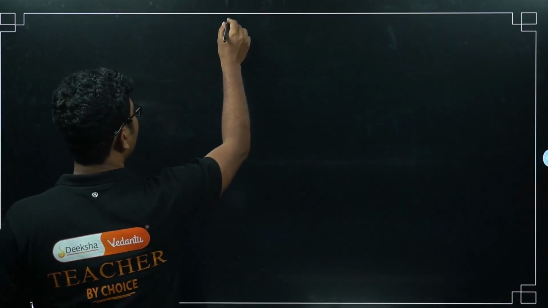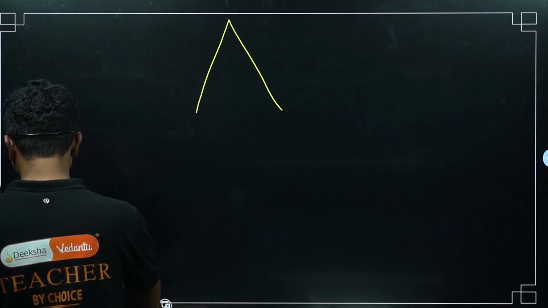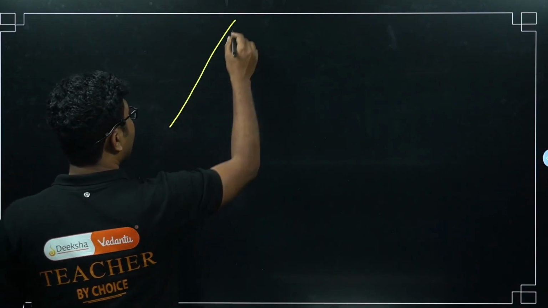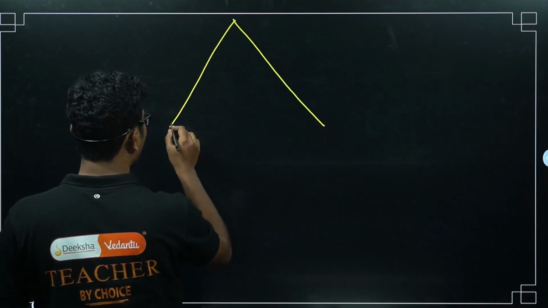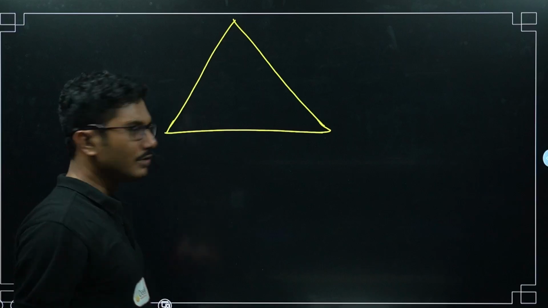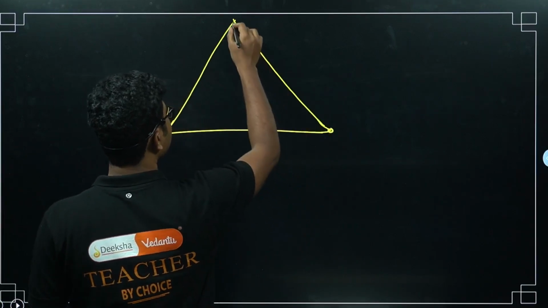We have an equilateral triangle. Equilateral triangle means what? What is the basic property of an equilateral triangle? An equilateral triangle has all sides equal and all angles equal to 60 degrees. The side length we do not know, but the angle is 60 degrees. If the side length is given, it is fine.